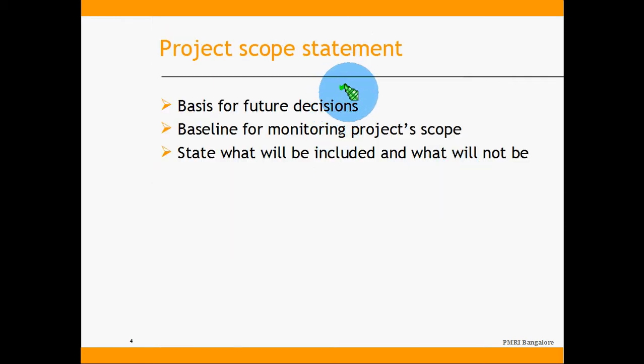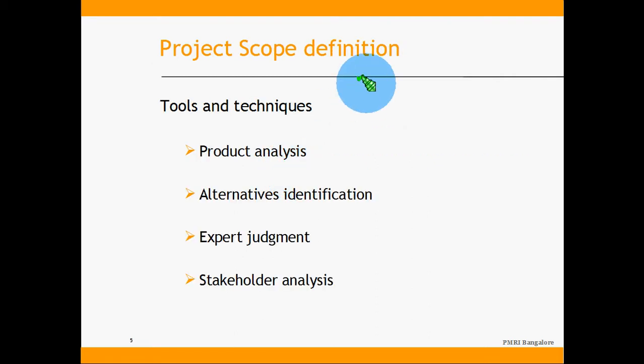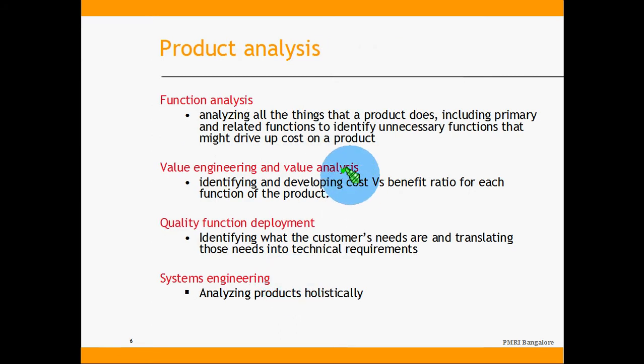Once the project scope is defined, that becomes the basis for all future decisions, and that is the baseline for monitoring the project scope. And in a good scope statement, you have to define what will be included as part of the scope and what will not be included as part of the scope. The project scope definition tools and techniques, we have product analysis, alternatives identification, expert judgment, and stakeholder analysis. Under product analysis, we are talking about function analysis, analyzing all the things that a product does, including primary and related functions, to identify unnecessary functions that might drive up cost in a product.